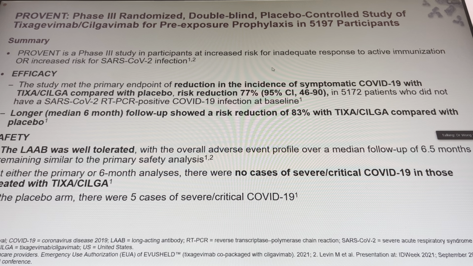So I think based on this, it has received registration in the US. It has not received full registration in Singapore as yet, but it is available through the special access route in Singapore by MOH and HSA. Next slide.